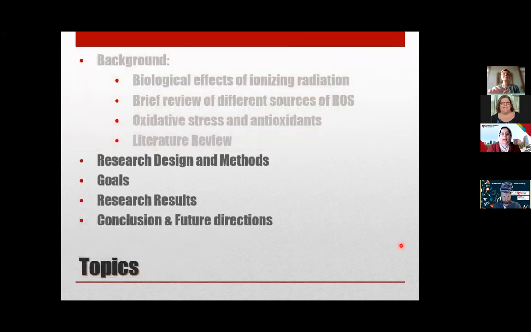So these are the topics that I will talk about today. I will give you a brief background about the biological effect of ionizing radiation, a little review about different sources of reactive oxygen species, and we'll talk about what we mean by oxidative stress and antioxidant, and then give a little literature review about the topic. And then I will move and talk about the research design and methods, discussing the goals and showing you the results of this research, and then ending with conclusion and future directions.